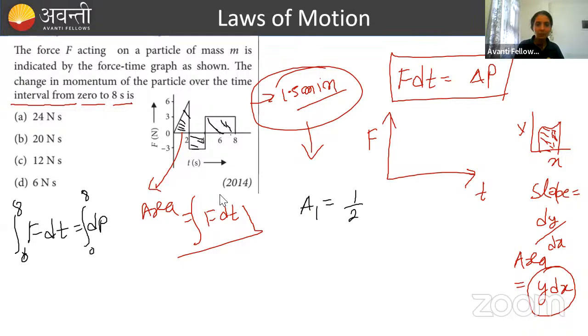First is your triangle, so half base into height. Half base value is how much? 2. Height is how much? 6. So this is your 6.